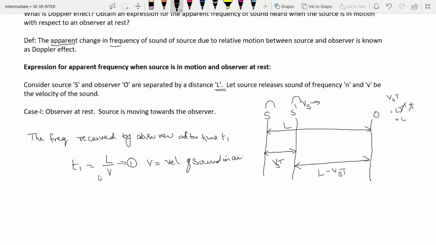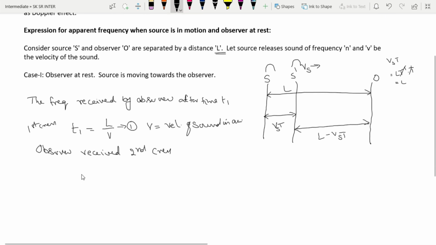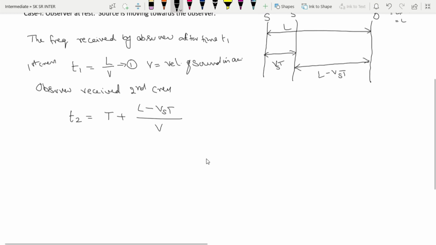Next, after that, observer received second crest. This is first crest after T time. Then T2 is equal to capital T plus this value, L minus Vs T, divided by V. Here small t refers to the time gap between crest to crest. This capital T refers to the time taken to displace the source. Now simplify this equation.